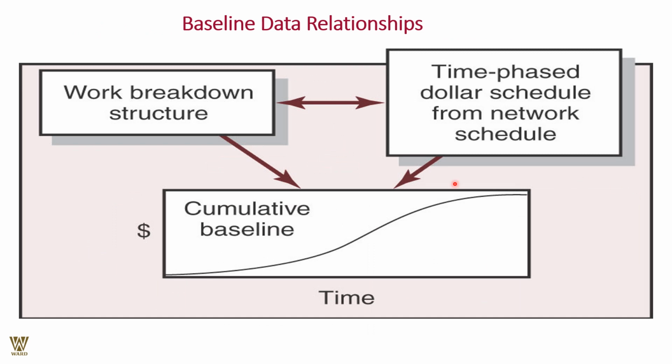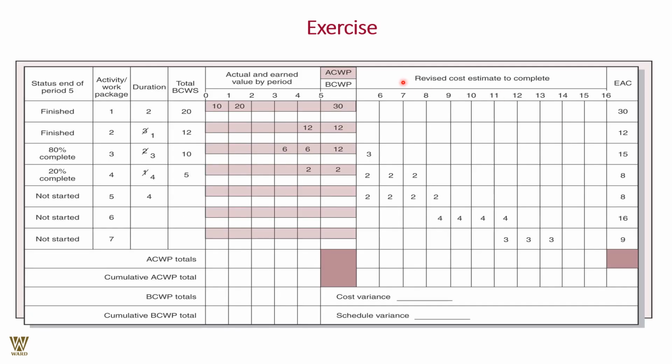Baseline data relationship: we have the WBS, the time-phased dollar schedule for the network schedule, the cumulative baseline, and time issues, as the case might be. Now, this exercise is what we are trying to do here. We started with your work breakdown structures, as and when required.